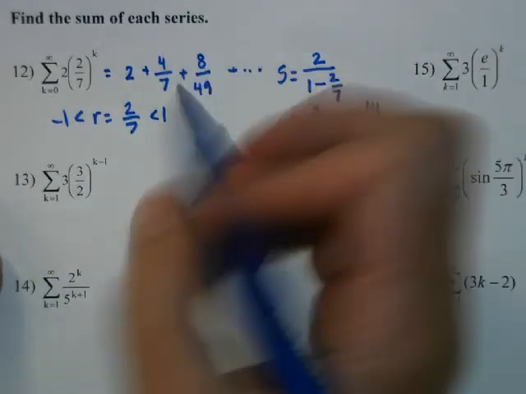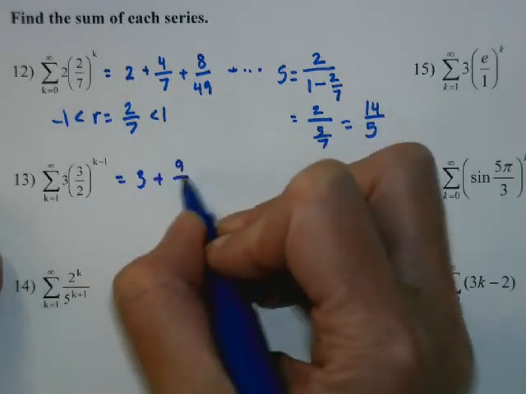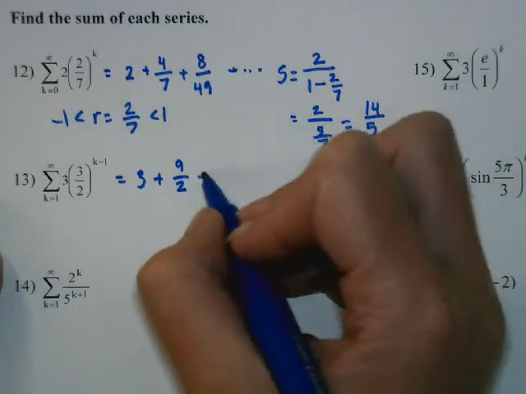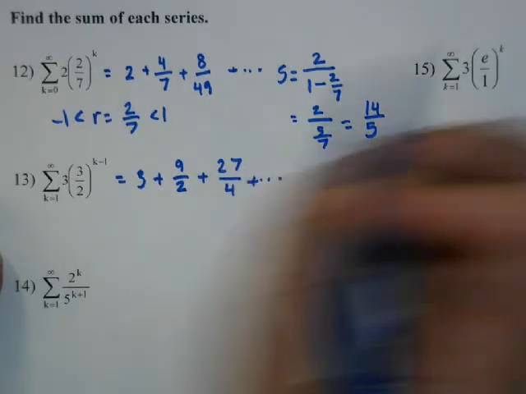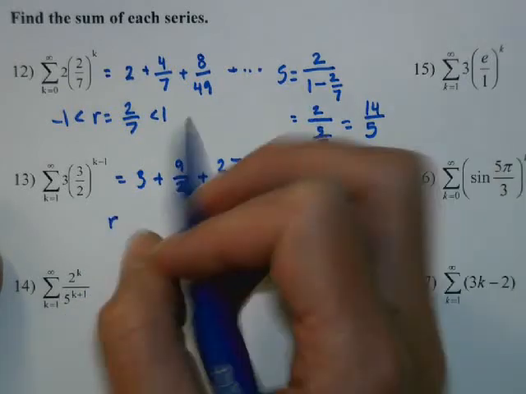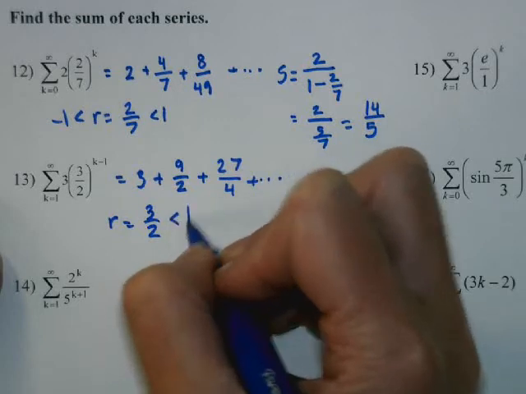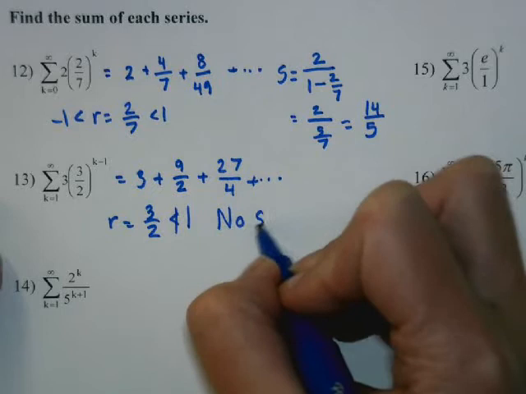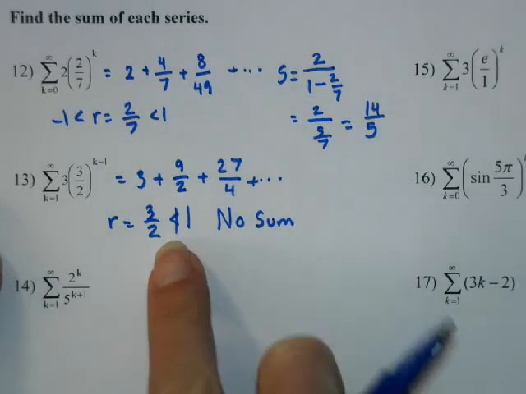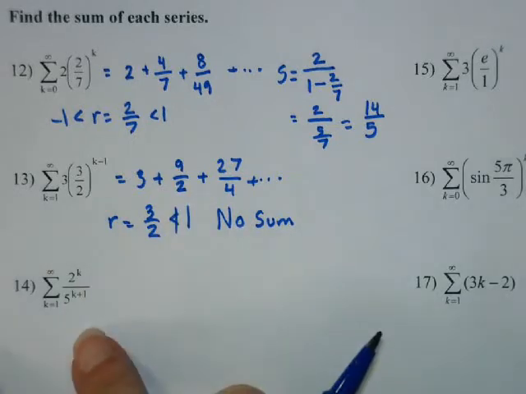Okay, this next one, if I expand it, we'll have a 3, 9 over 2, 27 over 4, and so on. This one's common ratio is 3 over 2, which is not less than 1. So this one has no sum. If that common ratio is not between -1 and 1, we're done.